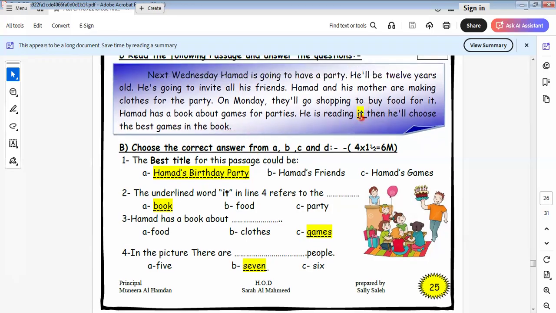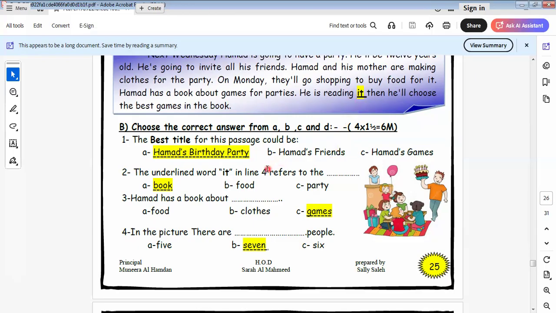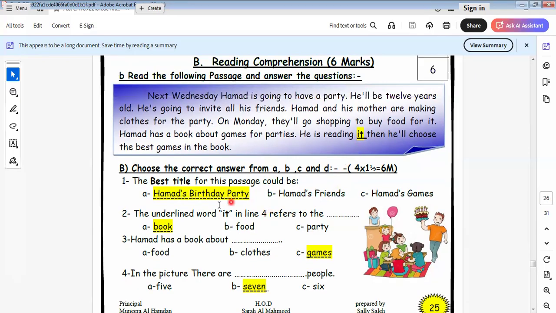Reading it here, when we make shading in this pronoun. So in this way we know what it refers to. Let's read the questions related to the text and answer together.